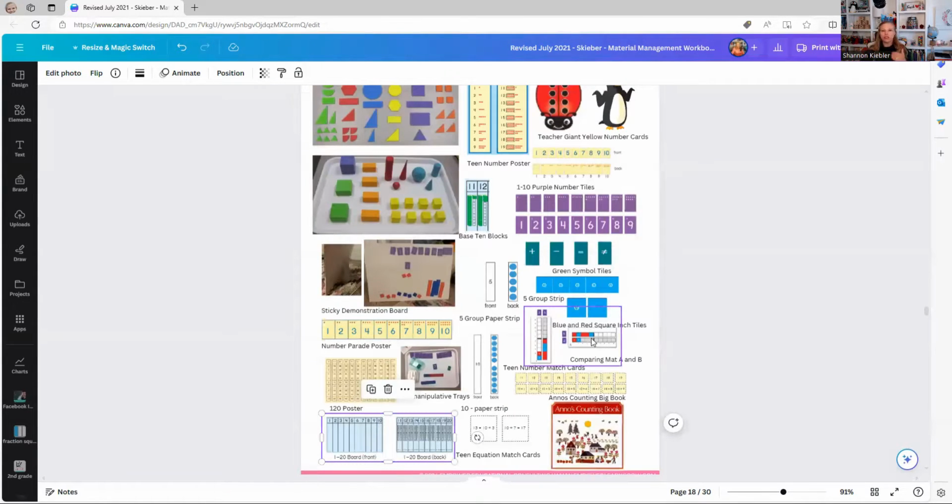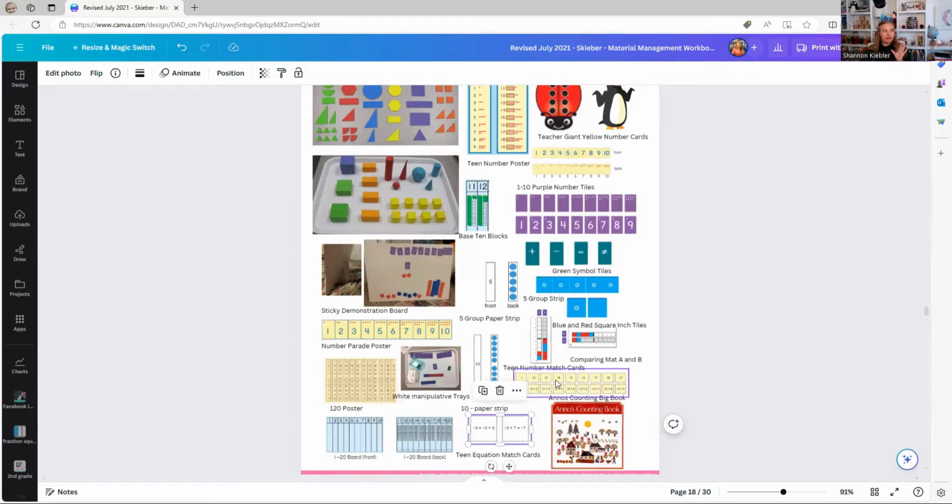You can see that the squares are the exact same size as your square tiles. That's on purpose. There's room for your purple tiles to go on them. All of these tools work together. You have teen number match cards and teen equation match cards. These are both found in the student activity books later in the year, unit 4 and beyond.